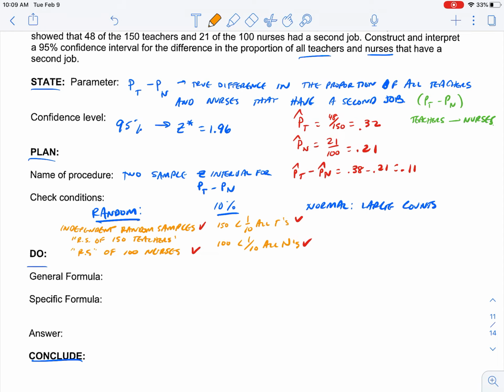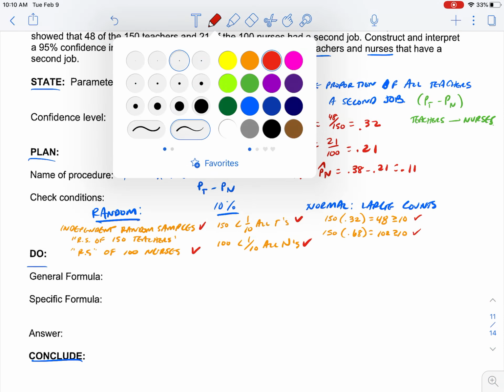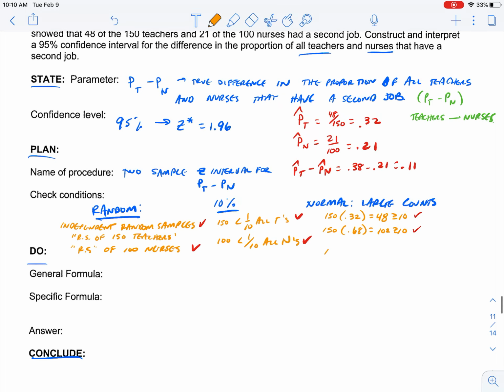And then for our normal, this is actually going to involve us checking four things, because as you remember with proportions, we need to check both successes and failures, meaning we're going to do 150 times our known proportion. And we want to check, so that's 48, and we are measuring that, is that greater than or equal to 10? And then 150 times 1 minus 0.32, which is 0.68, is equal to 102, which is also greater than 10. So for the teachers, we're good.